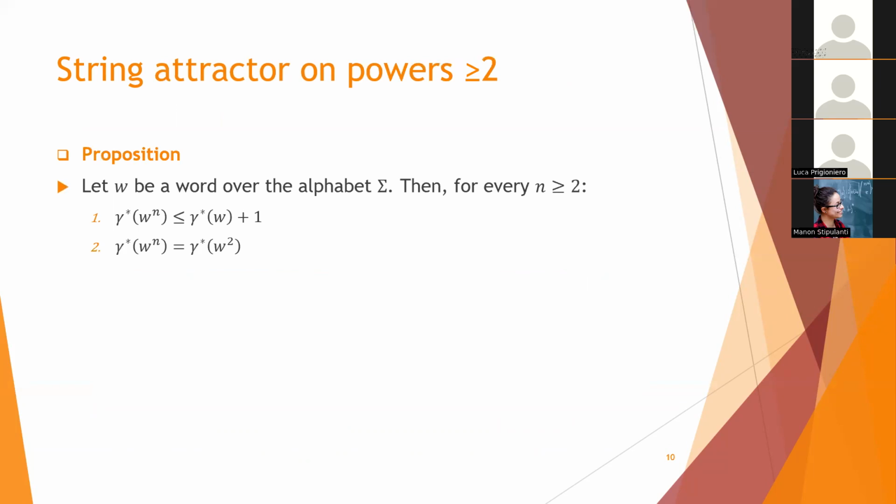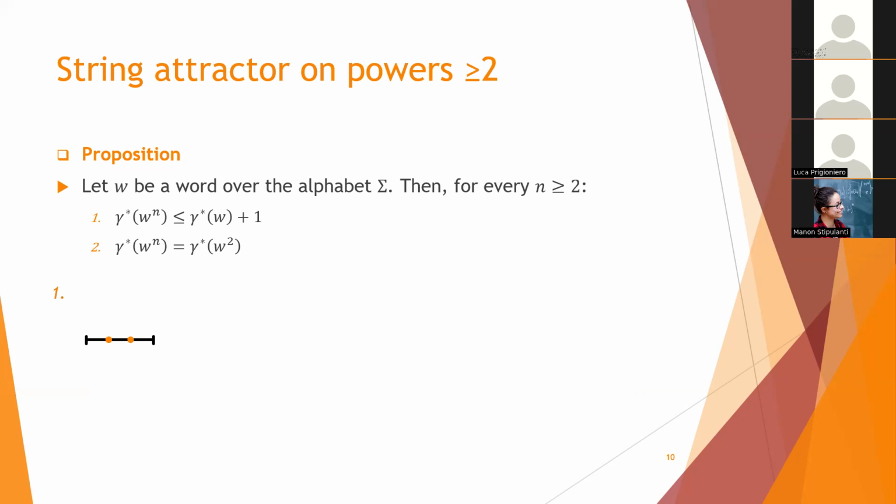So what about the powers of a word? In this case, we have the following proposition. The smallest string attractor size for any power is less than or equal to the size of the smallest string attractor of W plus 1, while the size for any power must be equal to the size of the smallest string attractor of a square.